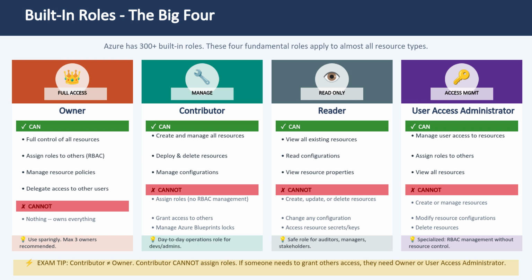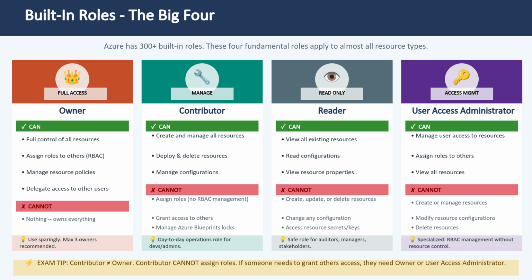The final one to look at is the user access administrator role. It is a bit of an unusual role, focused specifically on managing who has access, not on managing resources. It can assign roles to others, but cannot create or modify actual resources. Useful when you have a team that manages permissions, but shouldn't touch the resources themselves.